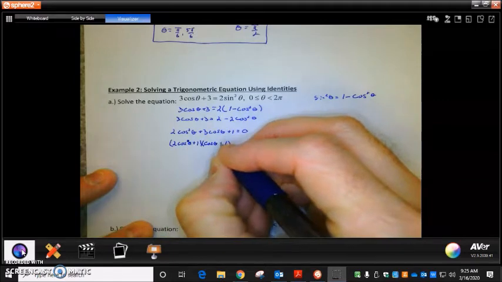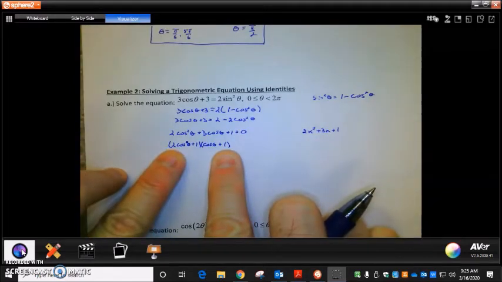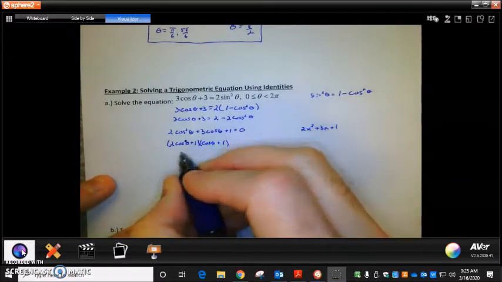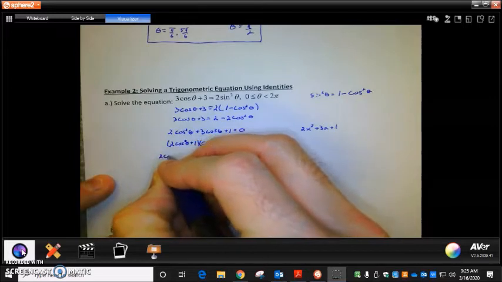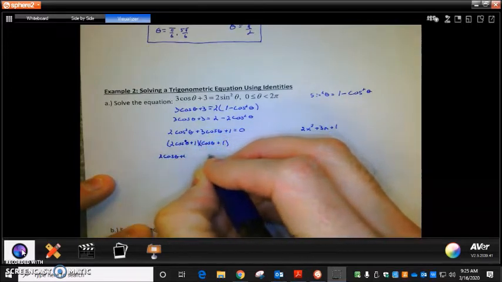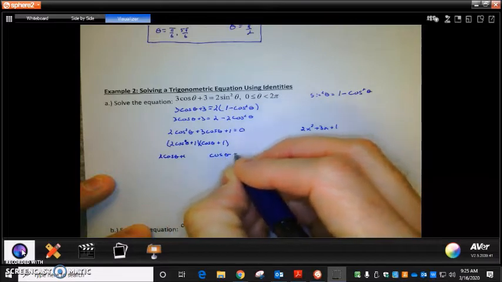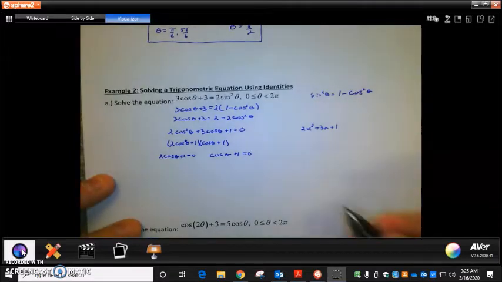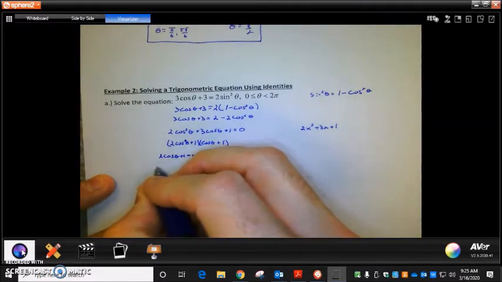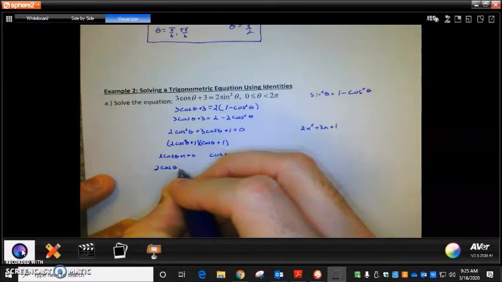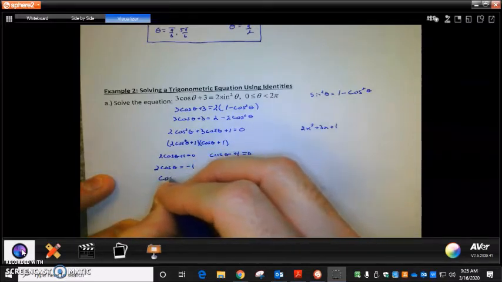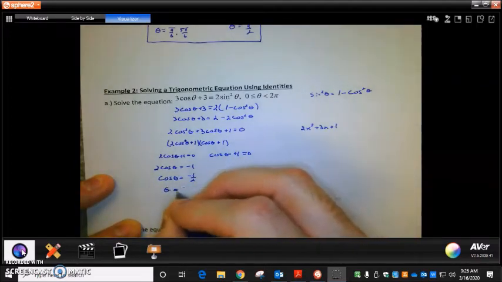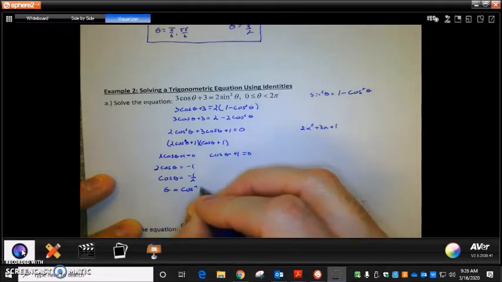So if I make this a plus 1 and make that a plus 1, if you check, your outer would be 2 cosine, your inner would be 1 cosine, and that adds up to 3 cosine. So now I've got these two equations, 2 cosine theta plus 1 and cosine theta plus 1. Both of these could equal 0. So I just need to solve these two little equations. This one's going to be, I guess I could have done these steps at once, but cosine theta equals negative 1/2. So theta equals the inverse cosine of negative 1/2.